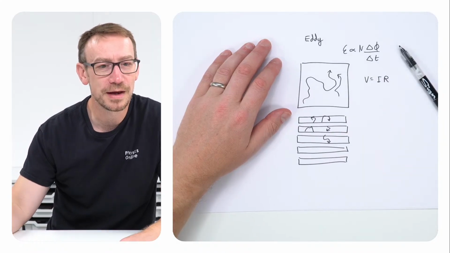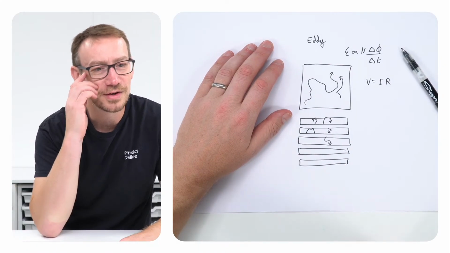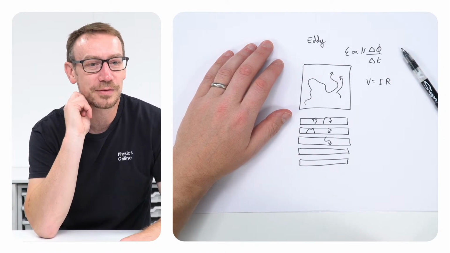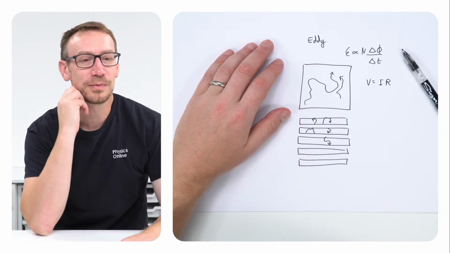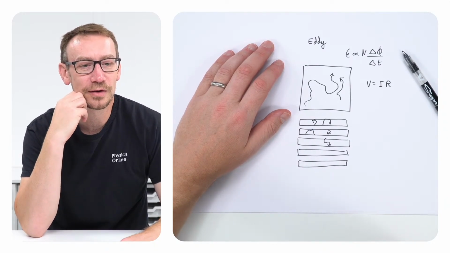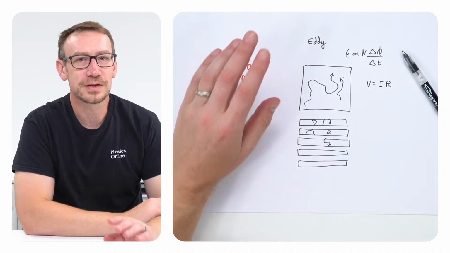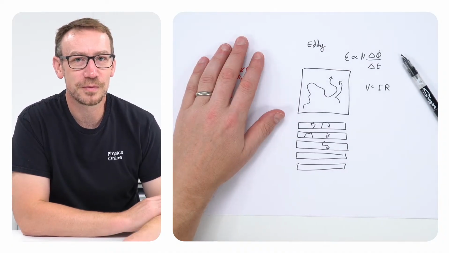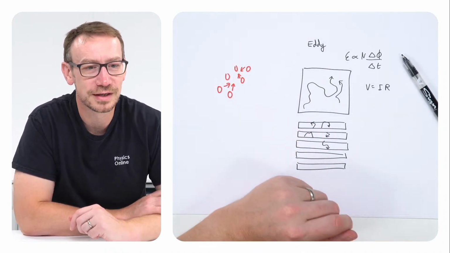Do you want a high resistivity for a wire or a low resistivity? Depends what the wire is for, but normally if you've got a low resistivity, we have a low resistance, which is what we want in a circuit.